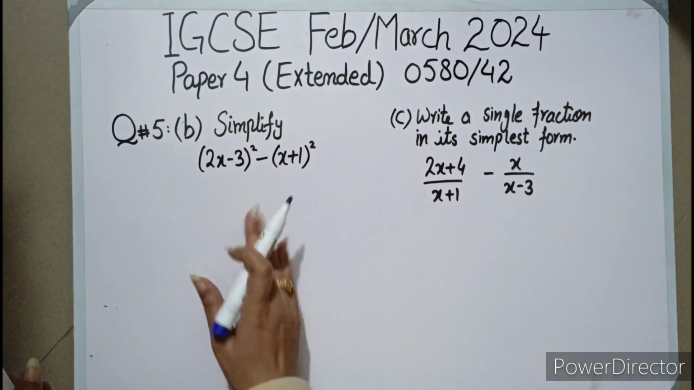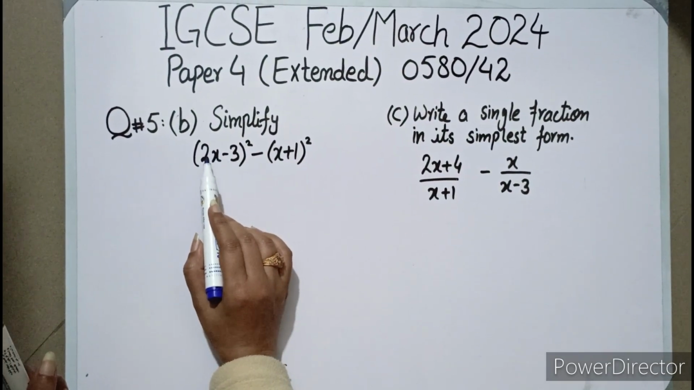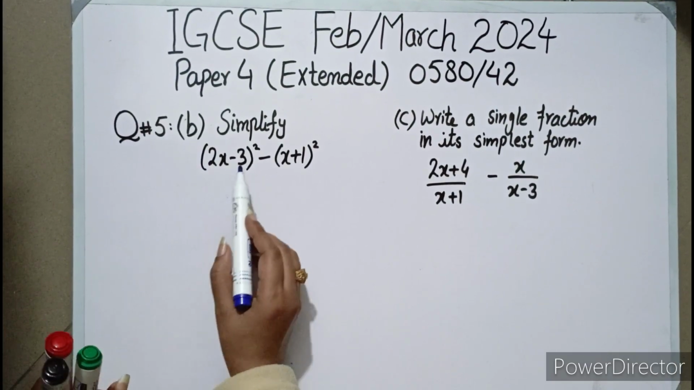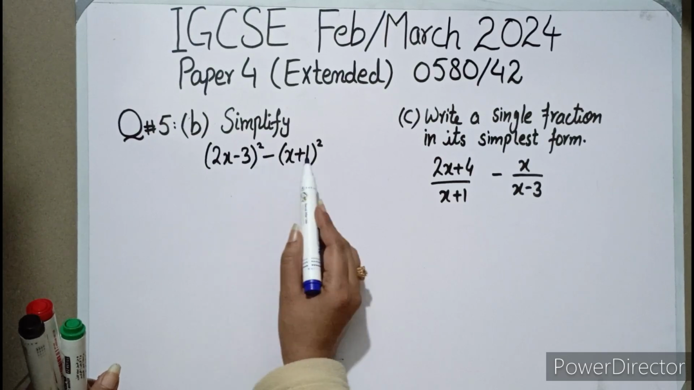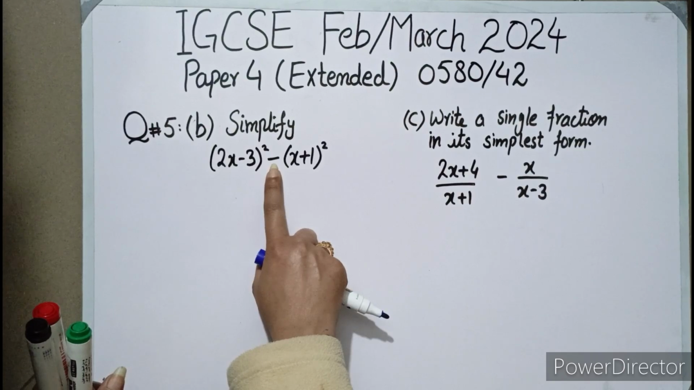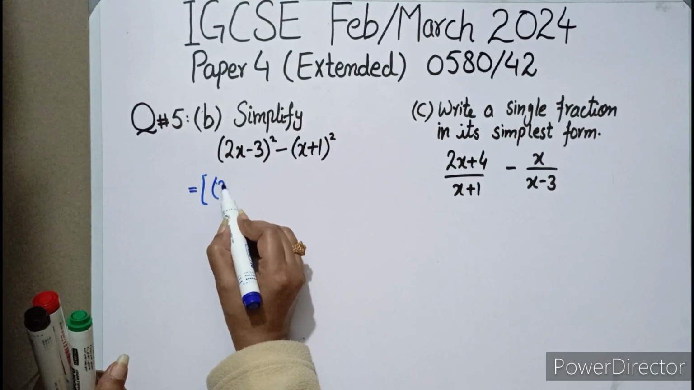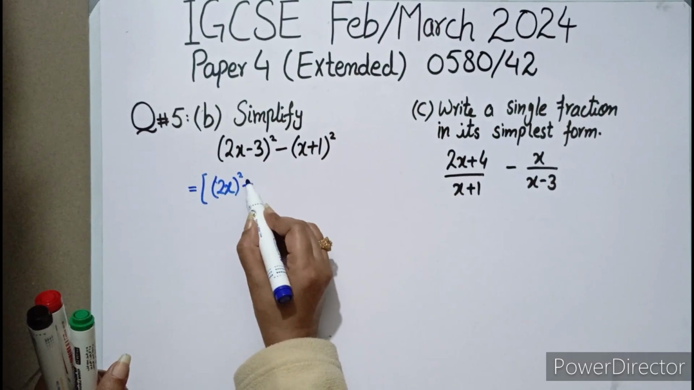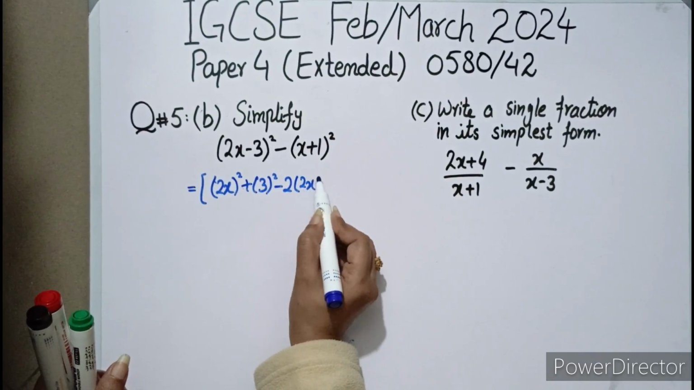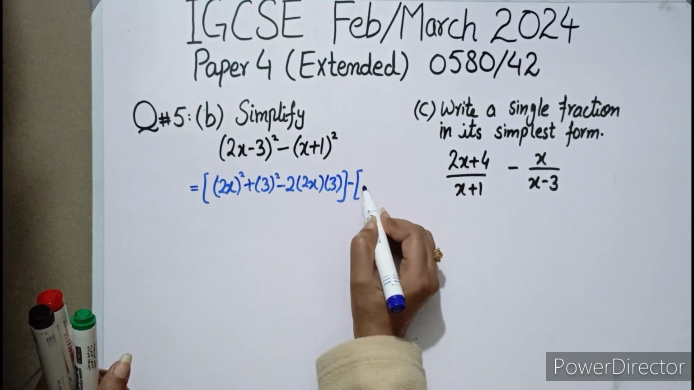Now come to question number B part. Simplify this expression as we are here with another simplification of algebraic expression. Since we know that this is the formula of whole square, this is also the formula of whole square, you will expand this one and this one, then you have to apply this negative symbol. So let's move toward the question. If we open this expression as a square plus b square minus 2ab. Open this expression as well.